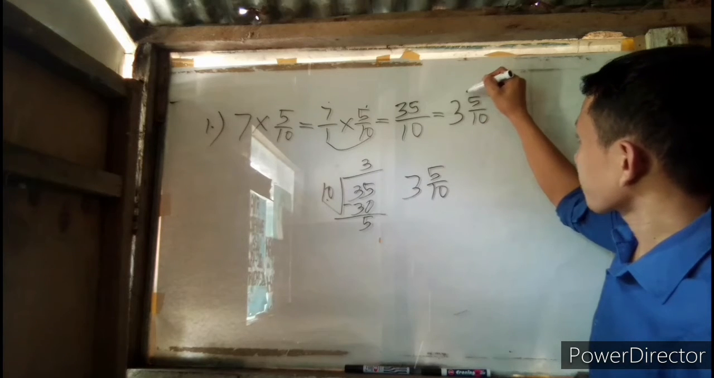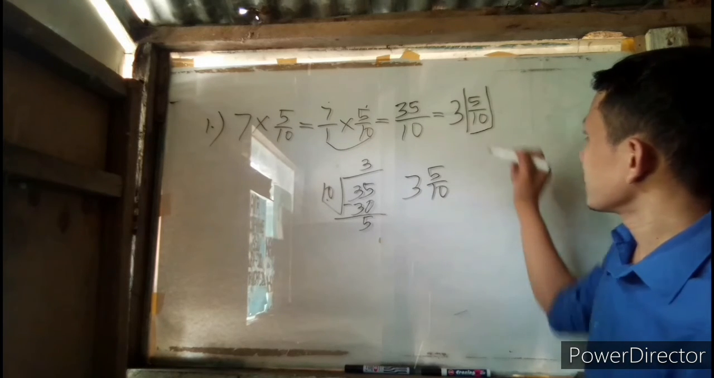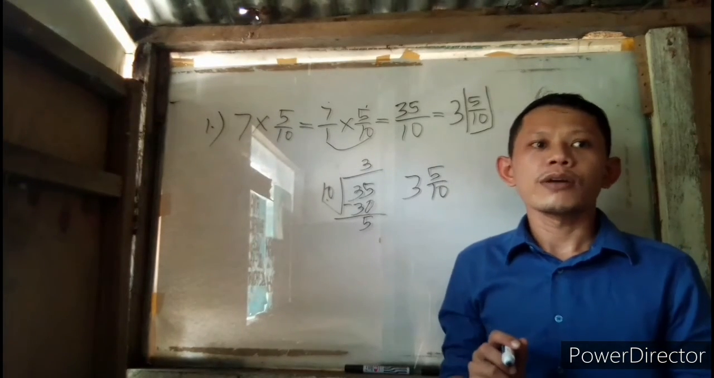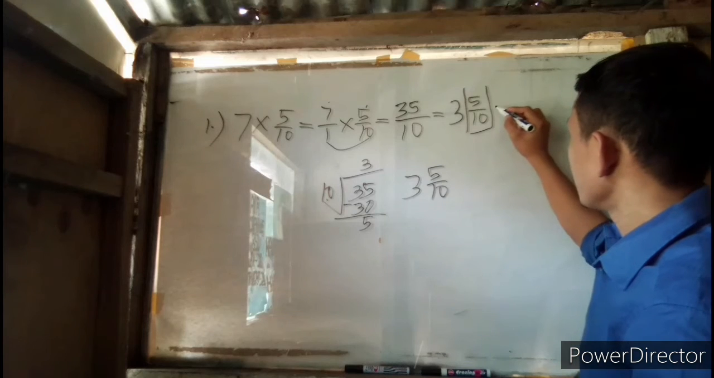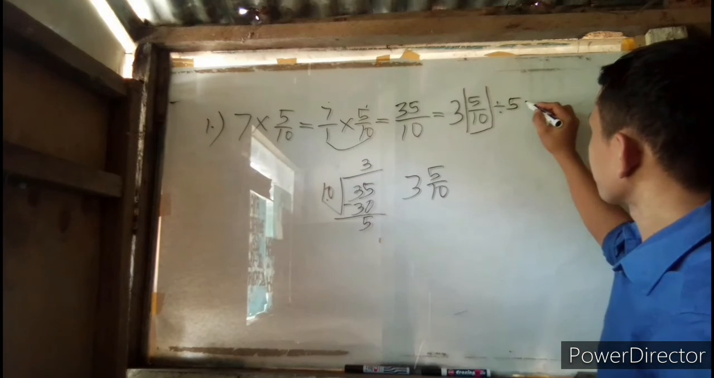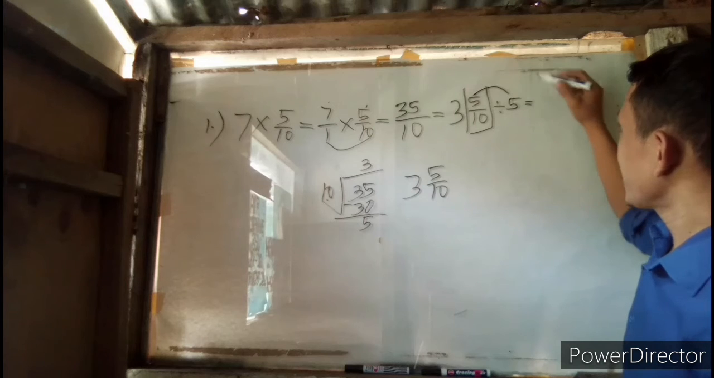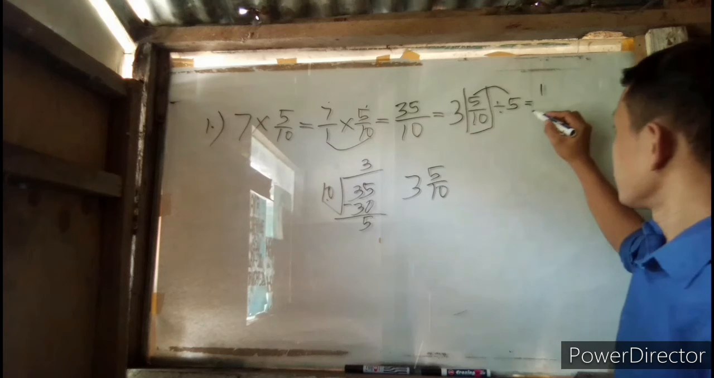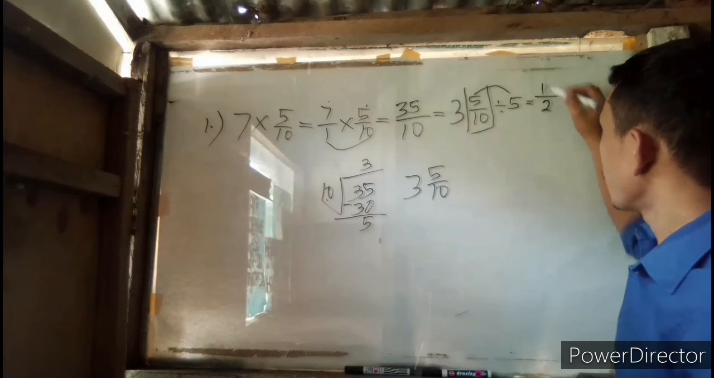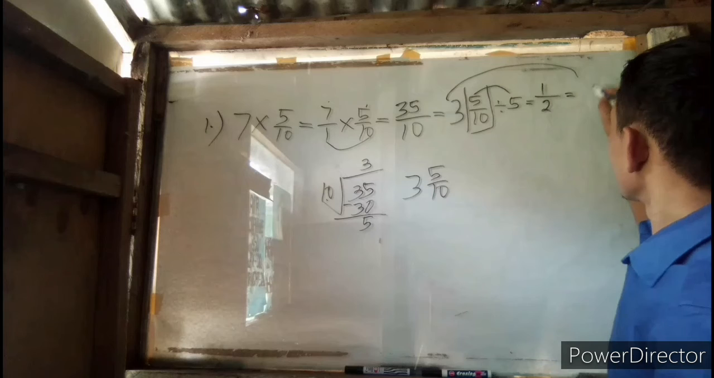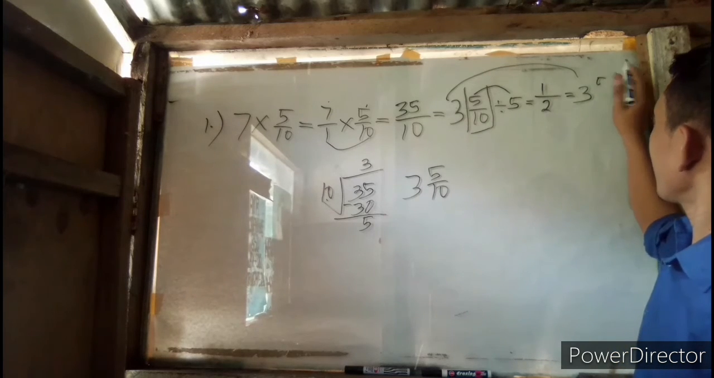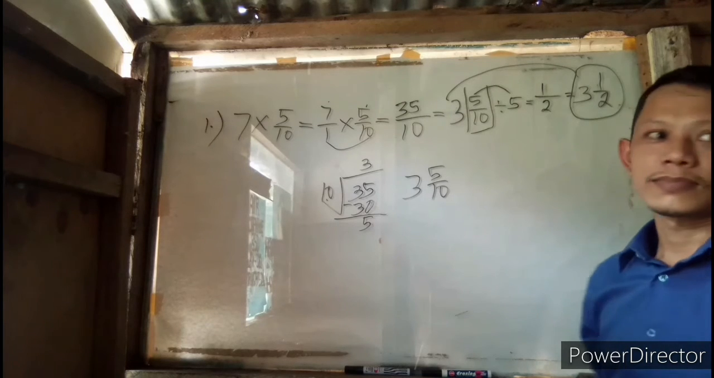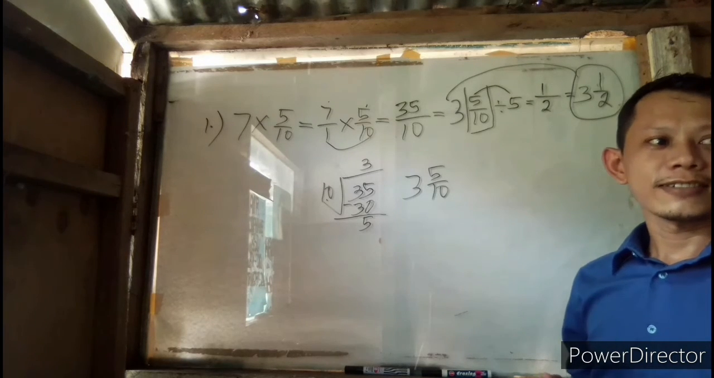Now this 5 over 10, we're going to reduce again or simplify into the lowest form. We are going to divide it by 5. Okay, so 5 divided by 5, 1. 10 divided by 5, 2. This is 1/2. So therefore we have 3 and 1/2. Get correct? Okay, very good.